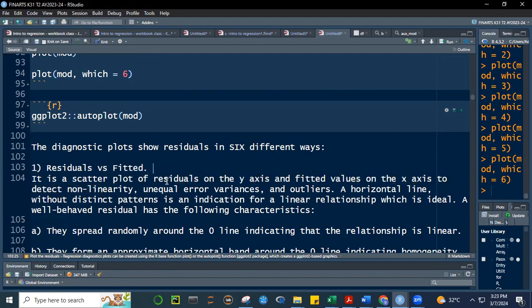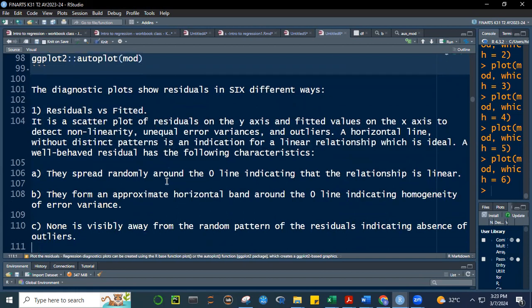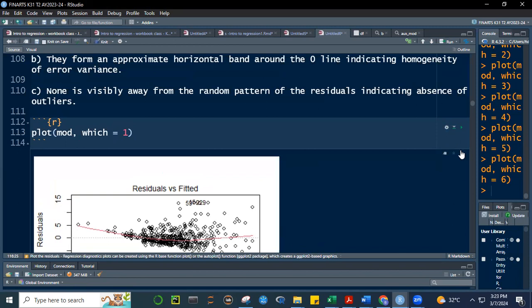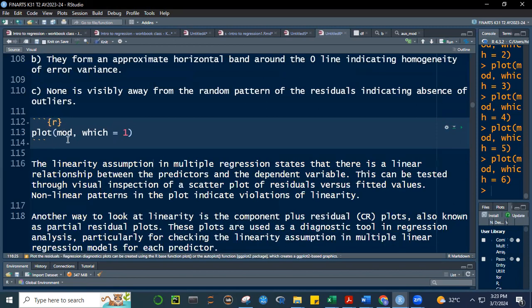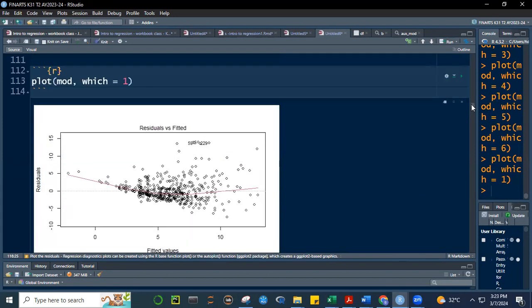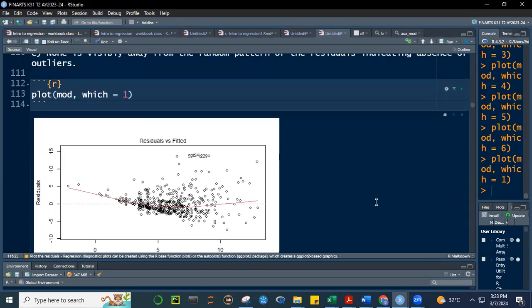Let's take a look at the first one, which is the residuals versus the fitted. So if you run this code, class, which is equal to 1, the first one. All right, so what can we see with the first plot for the diagnostics? Here, class, we can immediately see three things. Number 1, the linearity of the data. Number 2, our residual variance. And number 3, outliers. So just in this plot, we can already see 3 things.